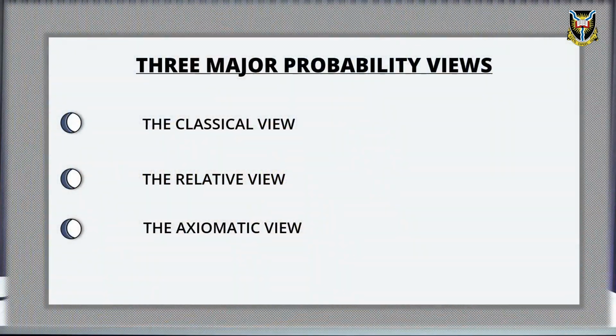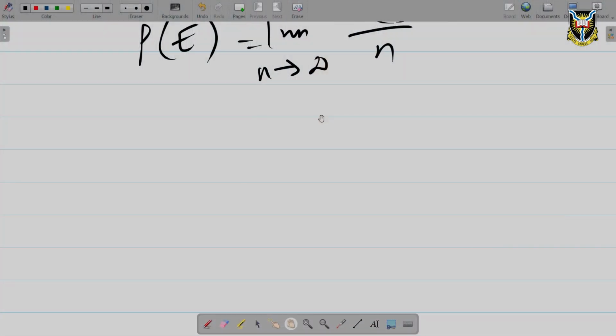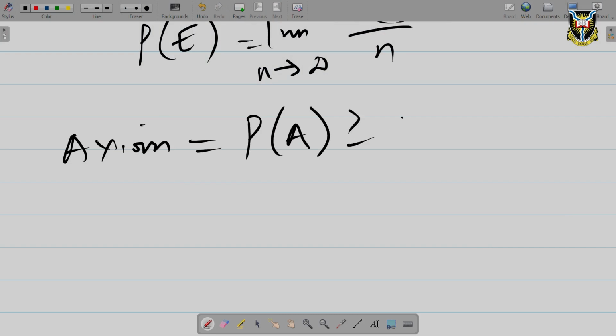Having said that, we also have the last one that we call the axiomatic view. The axiomatic view gives us 3 fundamental rules, which we call postulates. The first axiom here is denoted as probability of A is greater than or equal to 0. This is what we call the assumption of non-negativity. And this is how we get to know that probability values are non-negative. So your probability value cannot take on a negative value.